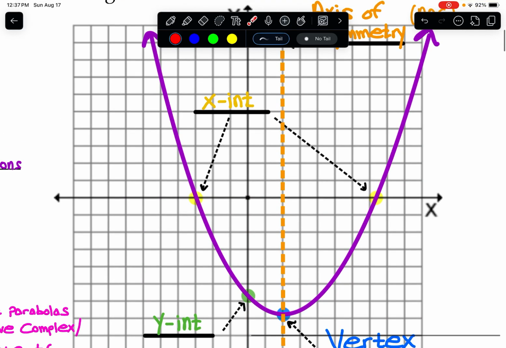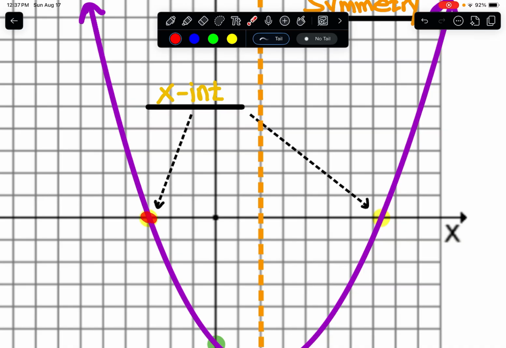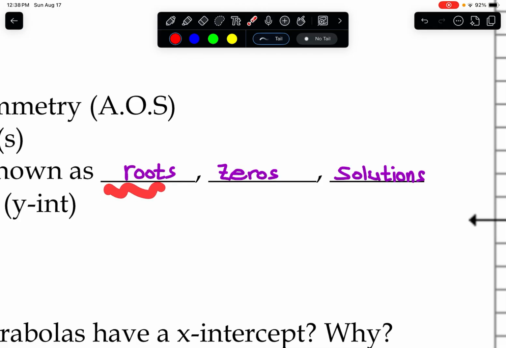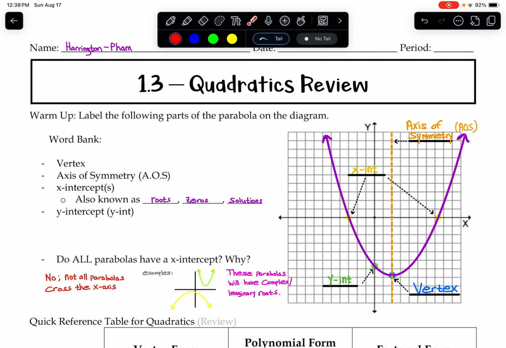And then the x-intercepts of your parabola, of course, you can call them the x-intercepts, but more specifically, we have some other names. The other names we may refer to are roots, zeros, and or solutions. Those names are pretty synonymous with each other, so just know that we may switch up the wording, but we're still referring to the same thing when we refer to the x-intercepts.